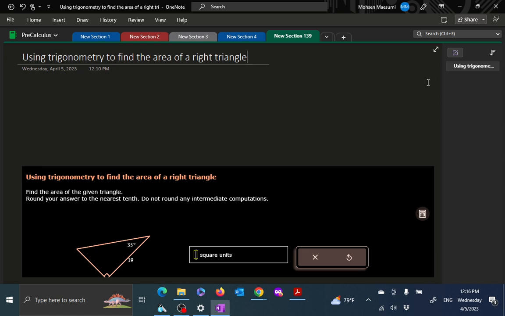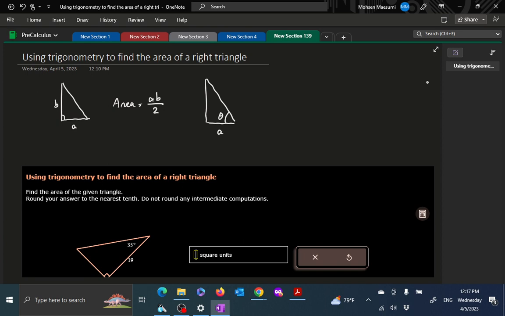So let's remember the basic formula we know from probably middle school, that if you have a right triangle and the two legs are A and B, then the area is AB divided by 2. Well, what if instead you have one side and one of the angles? So suppose this is theta.